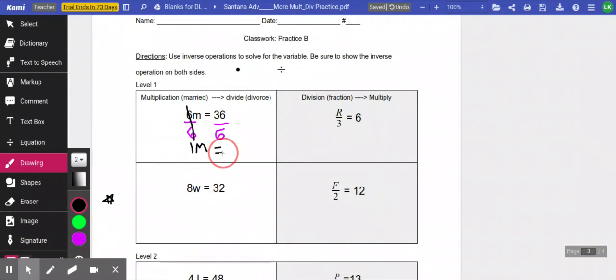And I put that big old 1 to remind myself these cancel to just 1, or divide to just 1. And the other side, 36 divided by 6 equals 6. Can I simplify this? This just means 1 times a number equals 6. What would the number have to be? It would have to be 6. So that's why m equals 6 is the same as 1m equals 6. When there's no number in front of it, or coefficient it's called, it's implied that there's a 1 there.